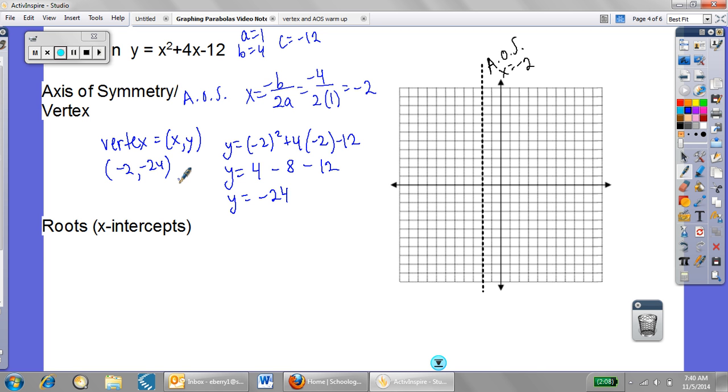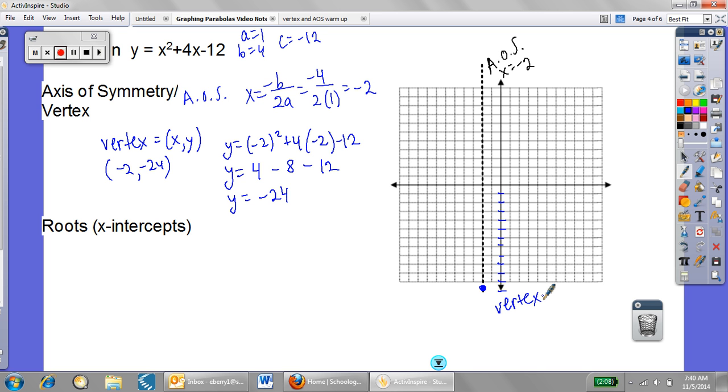And now I'm going to place that point on my graph. From here, I'll go by 2, so this is negative 2, negative 4, negative 6, negative 8, negative 10, 12, 14, 16, 18, 20, 22, way down here at negative 24. So there's my vertex.